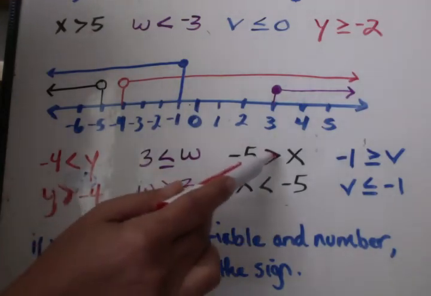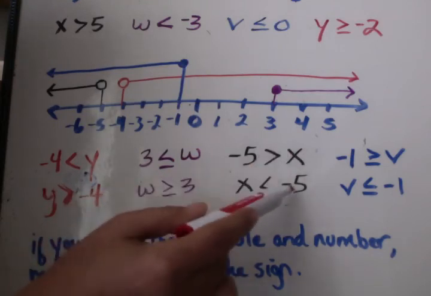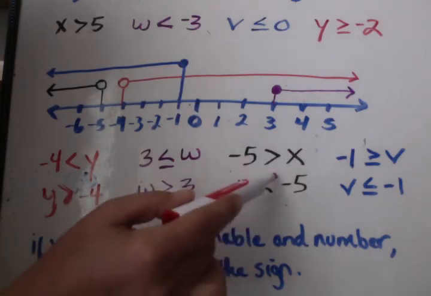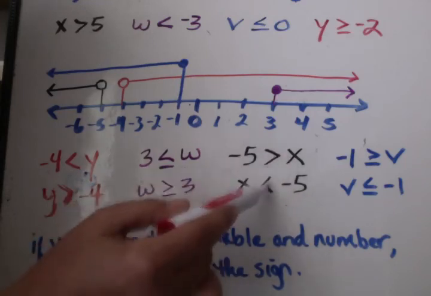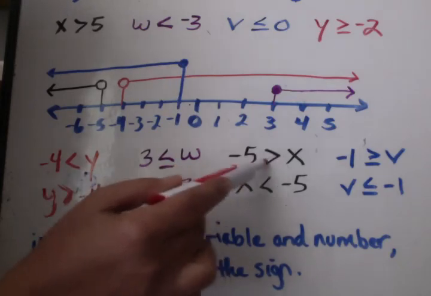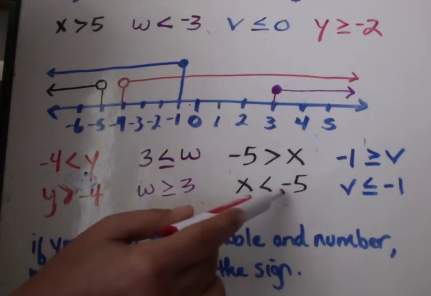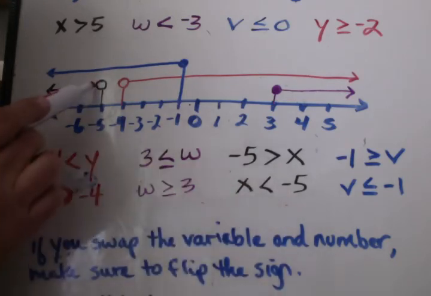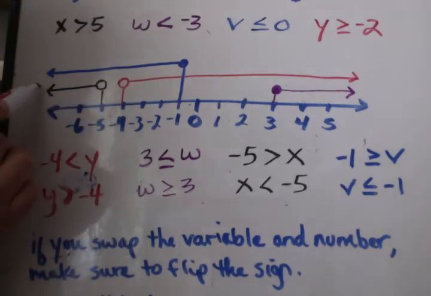Negative 5 is greater than x. I'm going to flip those around, x and negative 5, but then I have to flip the sign to be less than. I can't just flip the two numbers and keep the same sign. I have to also flip the sign, changing it from greater than to less than. So negative 5 is right here, and x is less than negative 5: open circle and everything to the left.